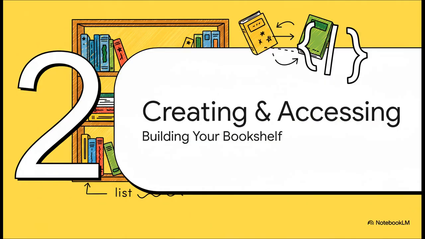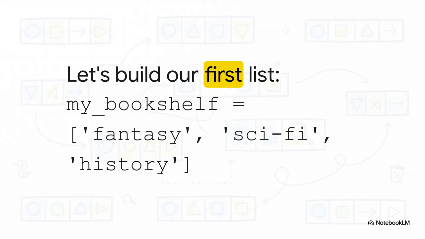Okay, enough theory. How do we actually build one of these bookshelves in our code and start putting stuff on it? And honestly, it's surprisingly simple. You just give your list a name. Here we're calling it My Bookshelf. Use an equal sign, and then you just pop your items inside square brackets separated by commas. And just like that, boom, our bookshelf exists, and it's already got 3 books on it.